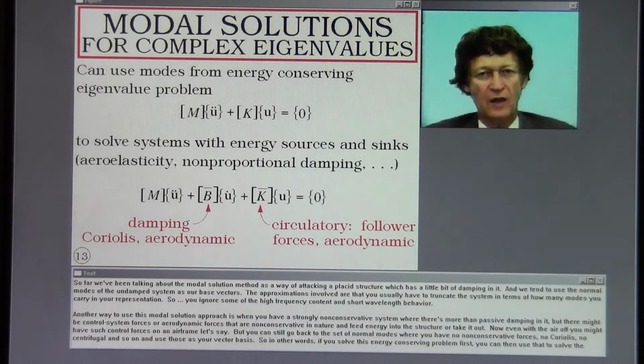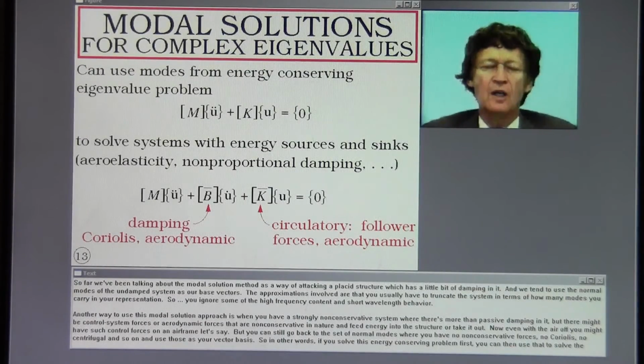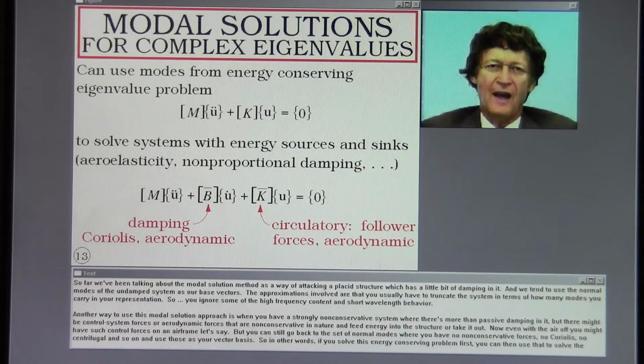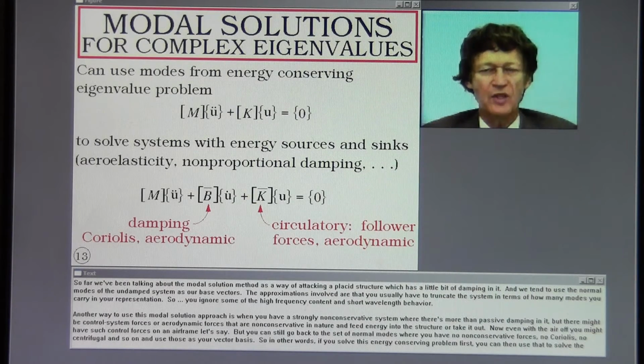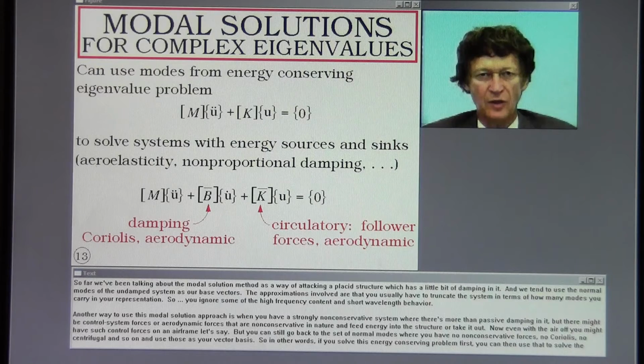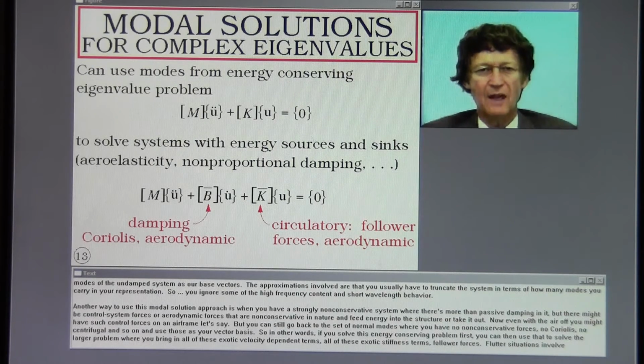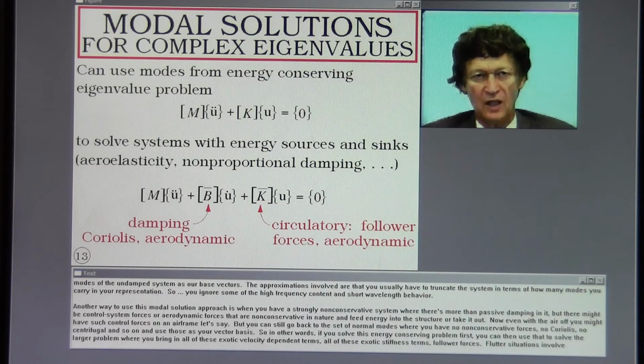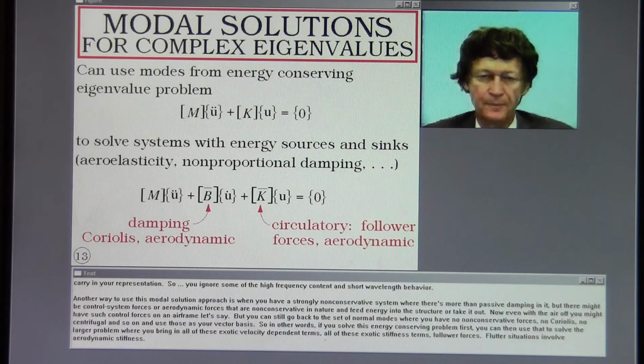So far we've been talking about the modal solution method as a way of attacking a plastic structure which has a little bit of damping in it, and we tend to use the normal modes of the undamped system as our base vectors. The approximations involved are that you usually have to truncate the system in terms of how many modes you carry in your representation. So you ignore some of the high frequency content and short wavelength behavior.